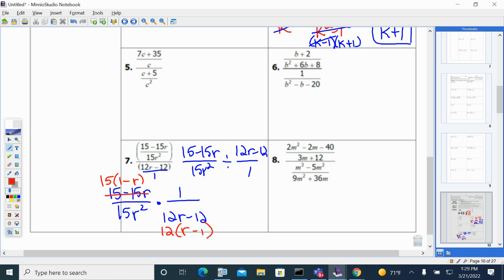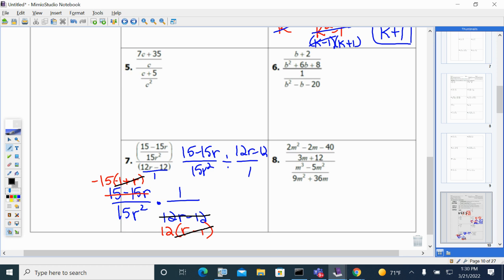Now, 1 minus r and r minus 1 are not the same. They are opposites of each other. So if I had taken out a negative 15 instead of a positive 15, then I would have negative 1 plus r. And now those two are the same. The negative 1 plus r and the r minus 1 now actually match. I'm going to cross out that 12r minus 12, and then I can continue to reduce here.